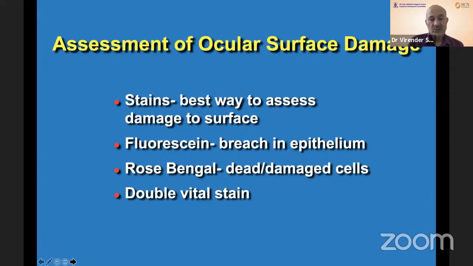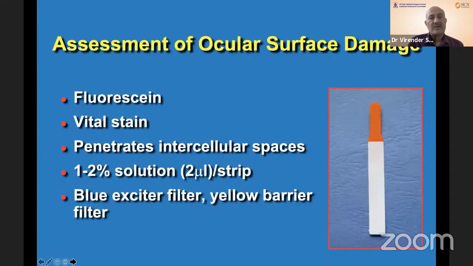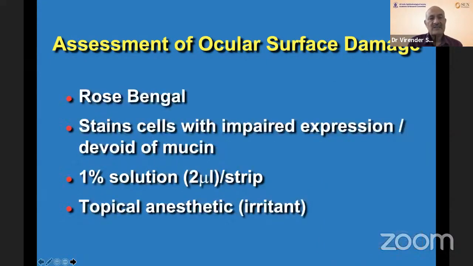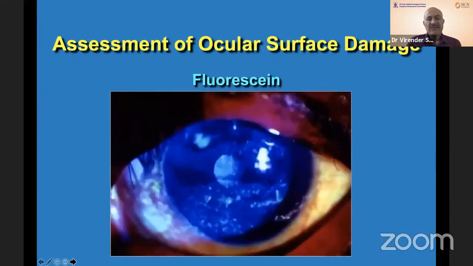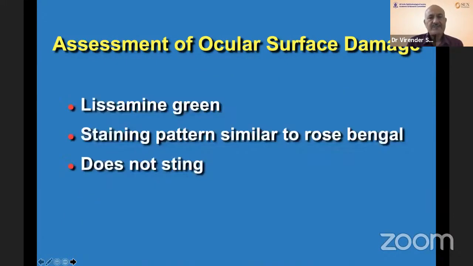The assessment of ocular surface damage is important, and this is best done by surface staining. Both fluorescein and rose bengal are useful, and you may do a double staining as well. Fluorescein helps us identify breaches in the epithelium, while rose bengal stains dead and degenerated or dying cells. The surface may appear something like that depending on the severity. An alternative to rose bengal is lissamine green, which is very similar to rose bengal, but better tolerated.